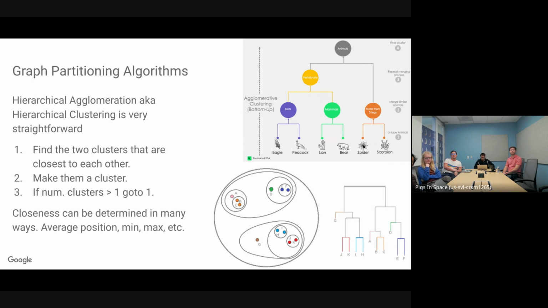Just for an example, you can see that E and F are the closest together in the bottom diagram. You make that a cluster. You can see JK, IH, BC are equidistant, but they're all the next closest. So you make those clusters, and then you repeat this process until you have two clusters, and then you join those two clusters together. So that's basically what hierarchical clustering is. And you can determine closeness in a bunch of different ways: average position, max distance, min distance. So it's a very versatile algorithm.